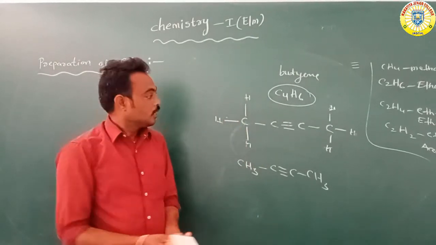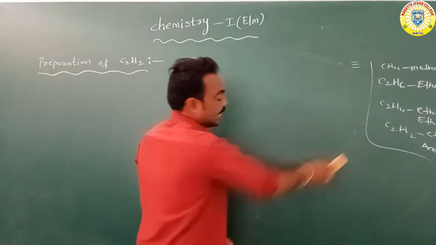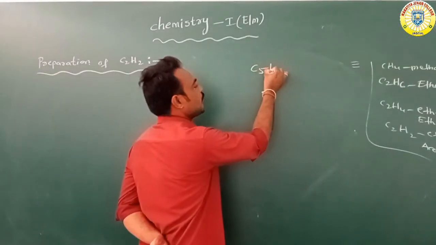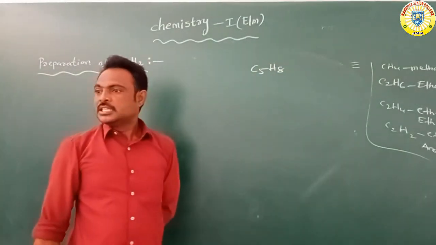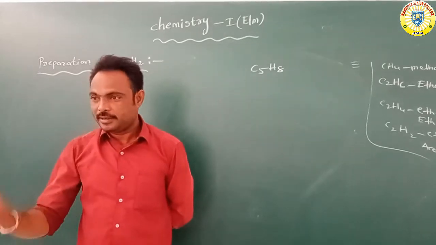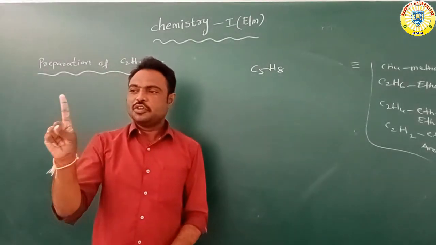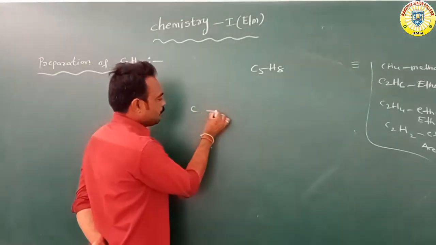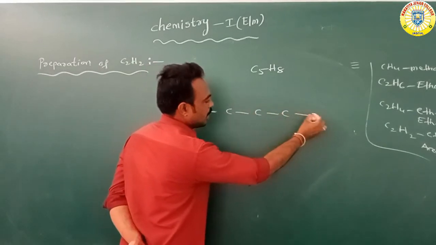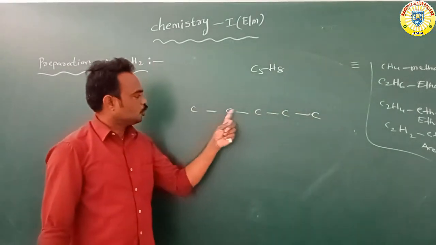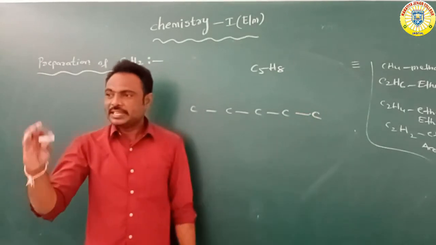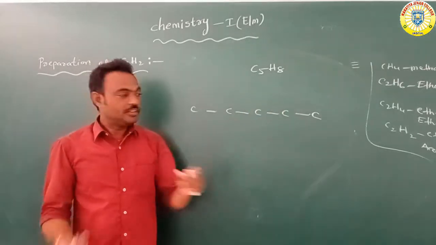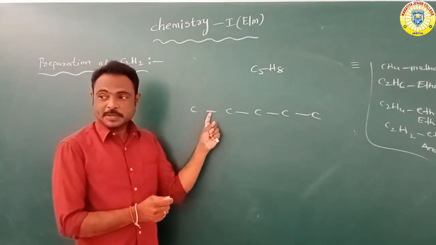It is the structure of butyne. Okay, suppose we take another, the last one: pentyne. The formula of pentyne is C5H8. First we write the carbons. How many carbons? 5. So carbon bond carbon bond carbon bond carbon, 1, 2, 3, 4, 5. Then we write the triple bond. Which place? This place or this place? Which place?